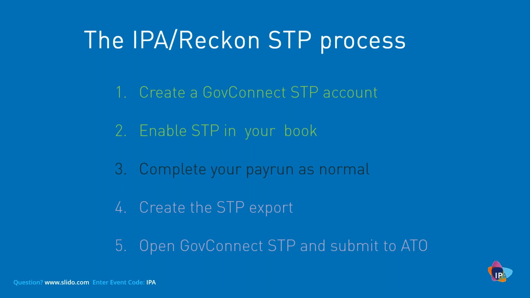Then you complete your pay run in the normal manner. There is absolutely no change to the way people process their pays in Books Plus. It's after the pay run that you get the unique steps. There's a step to create the STP export, and then to open up GovConnect STP, view that data and submit to the ATO. And as you'll see, those last 2 steps are really just a matter of a couple of clicks. So on an ongoing pay-by-pay basis, the load on you of the STP step is actually very small.